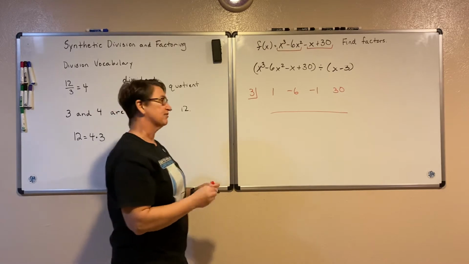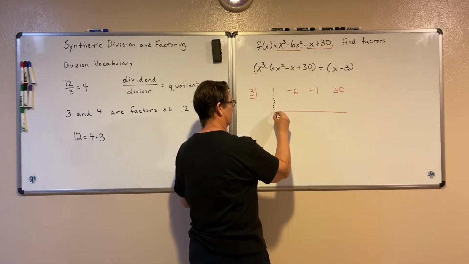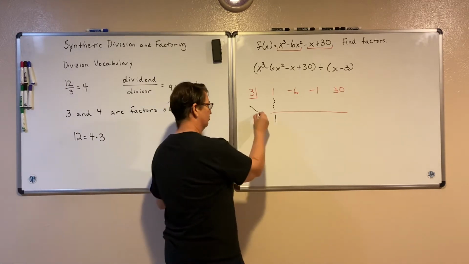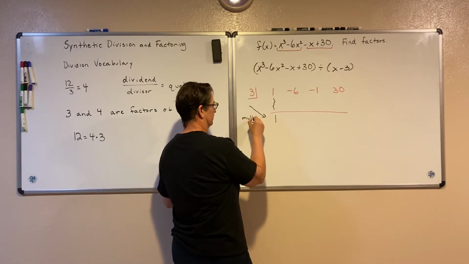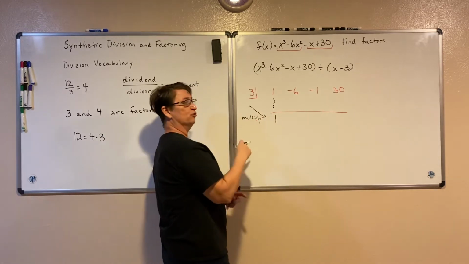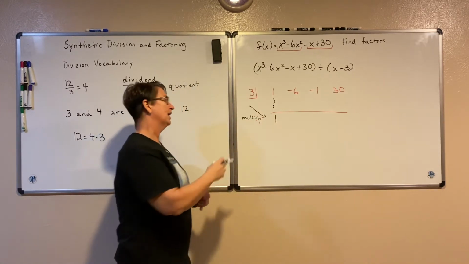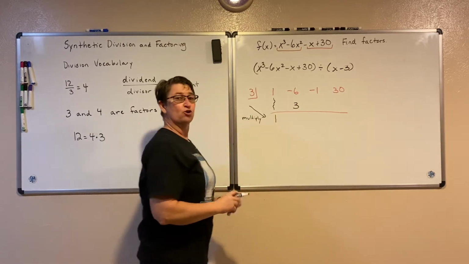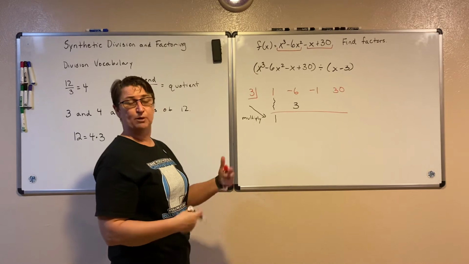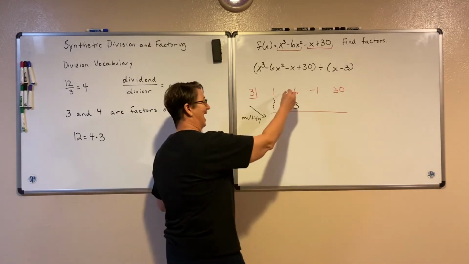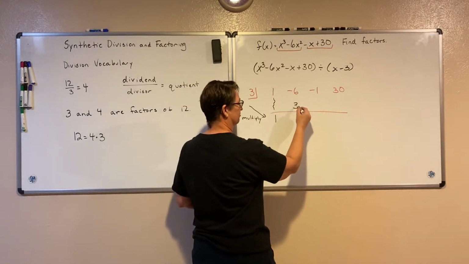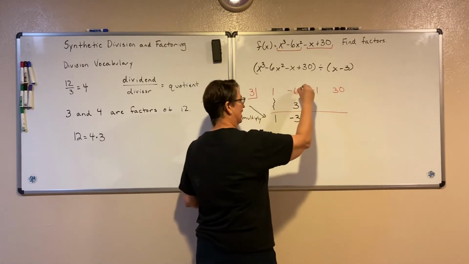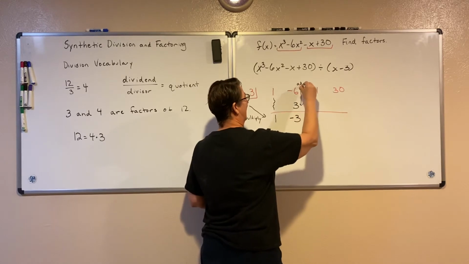With synthetic division, we drop down this first number. Then, diagonally, we multiply, just as if we were doing long division. Here we've got 3 times 1, which gives me 3. Then, normally we would subtract in long division, but because we've already changed that sign, we're going to add these. So -6 plus 3 gives me a -3. So in this direction, vertically, we're going to add.